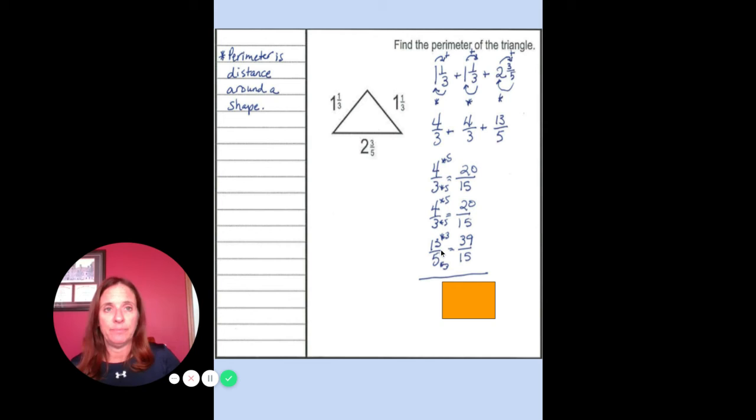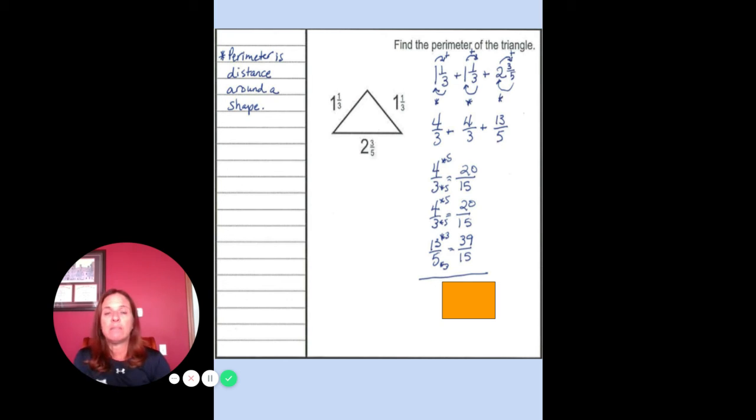My 13/5 changes to 39/15ths. 5 times 3 is 15. 13 times 3 is 39. Remember, what you do to the denominator, you have to do to the numerator to keep them equivalent. So now I have 20/15ths plus 20/15ths plus 39/15ths. You might have to do some side math to get that new numerator.